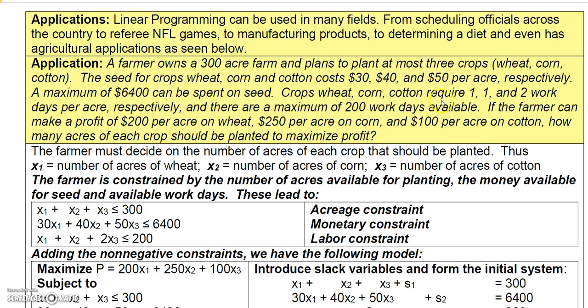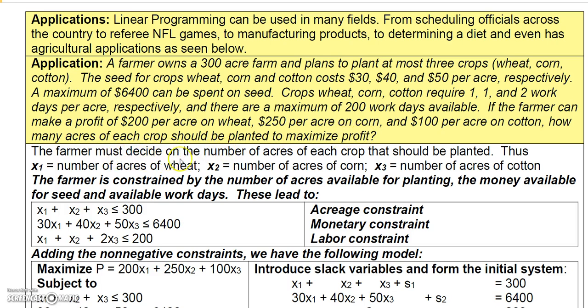Now, crops wheat, corn, and cotton require 1, 1, and 2 work days per acre respectively. So now what that means is that 1 acre of wheat requires 1 work day, 1 acre of corn requires 1 work day, and 1 acre of cotton requires 2 work days, and so forth. And there are a maximum of 200 work days available. If the farmer can make a profit of $200 per acre on wheat, $250 per acre on corn, and $100 per acre on cotton, how many acres of each crop should be planted to maximize profit?